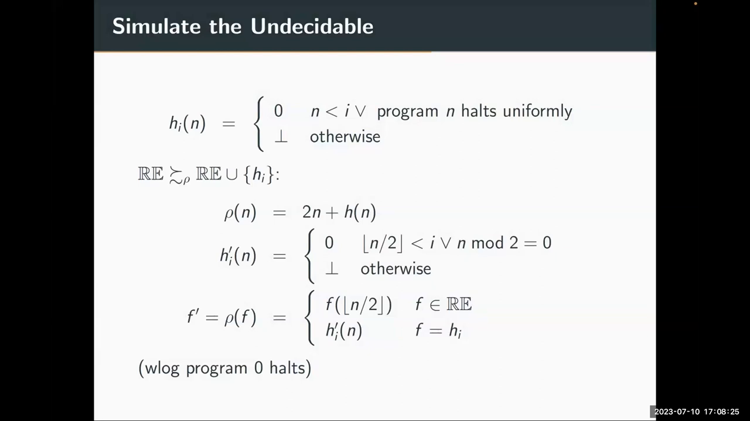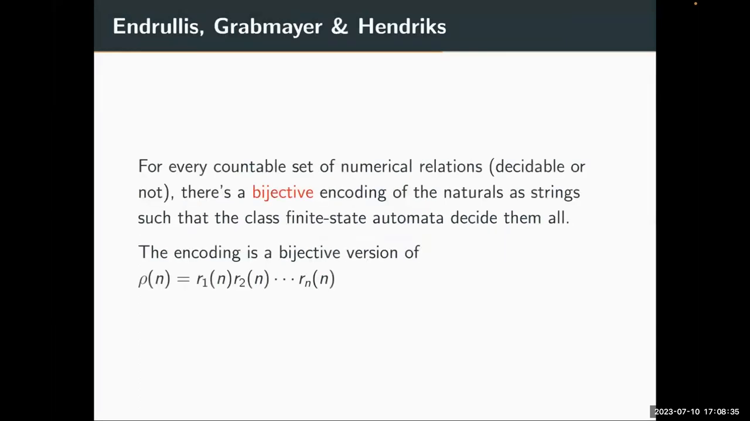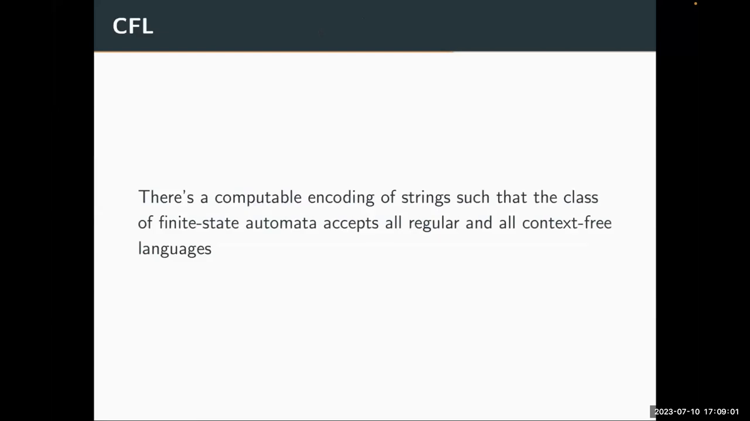So were you to allow representations here, then you'd be able to do more than you want to do. And it goes much worse than that. Not only can the RE languages simulate uncomputable things, but in a paper at LICS a few years ago, these authors went further and showed that a finite state automaton can compute all the recursive languages plus uncountably many non-recursive languages. I mean, it can do anything with a bijective representation of strings.